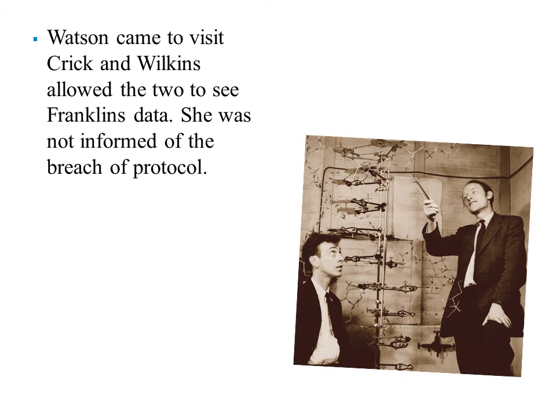Watson came to visit Crick, and Wilkins allowed the two to see Franklin's data. Wilkins, who was over the lab, allowed these two visitors to see her journal. And from looking at the journal, Crick and Watson were able to decipher what her image was saying. Franklin was not aware that a breach in protocol occurred. She did not know that they saw her images and they stole her data.